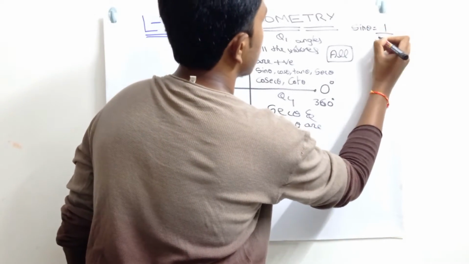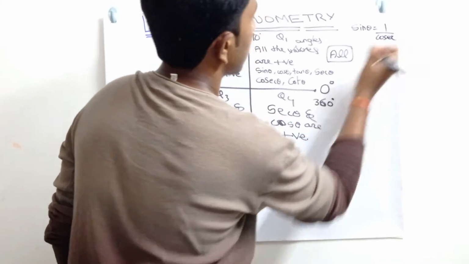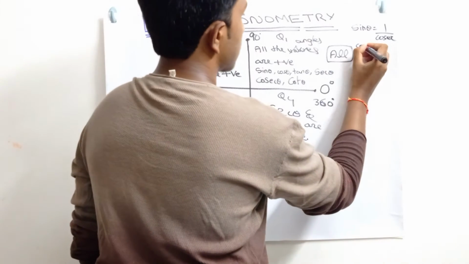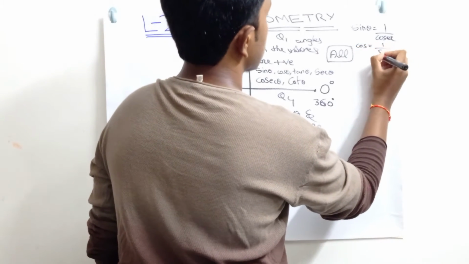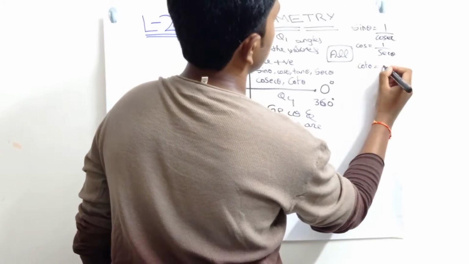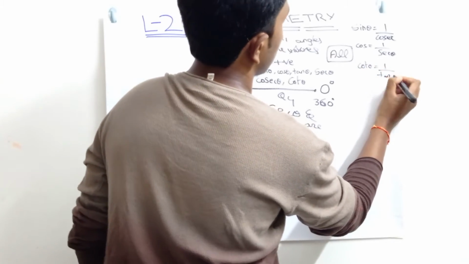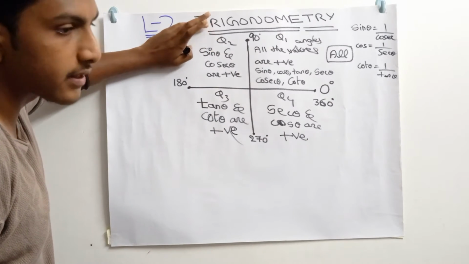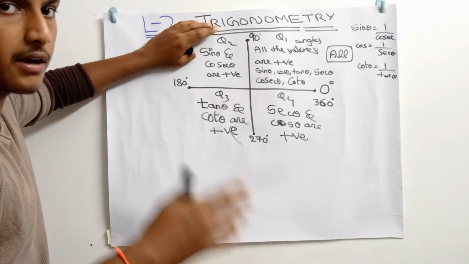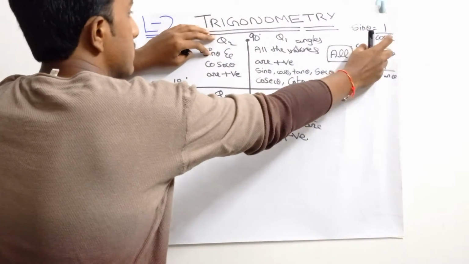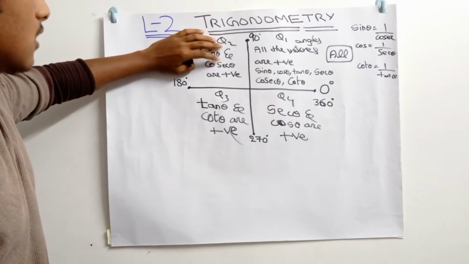Inverse of sin theta is equal to cosecant theta. Inverse of cos theta is equal to secant theta. Inverse of tan theta is equal to cot theta. Now, I have said that in the second quadrant, sin theta and its inverse are positive. That means sin theta and cosecant theta are positive.